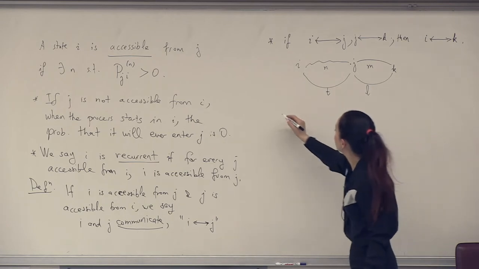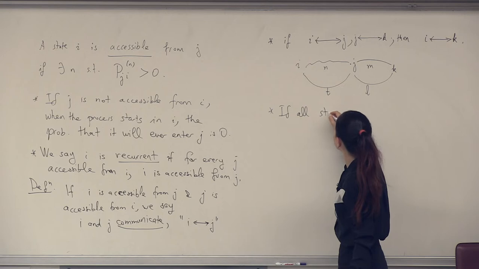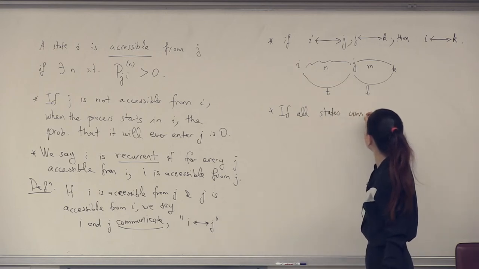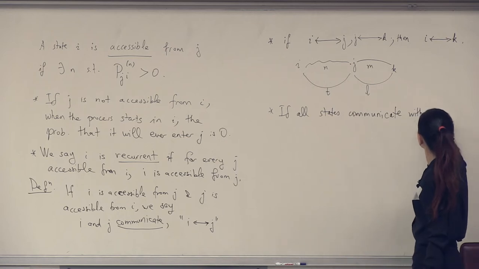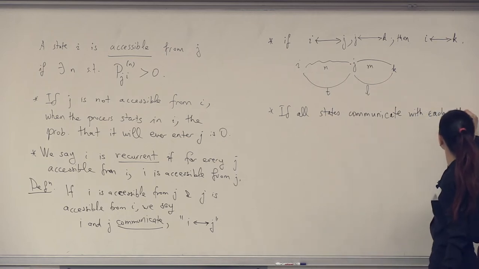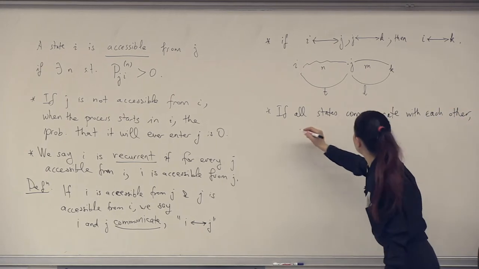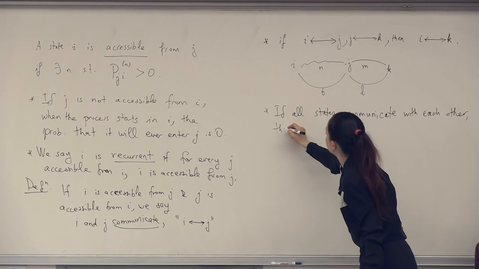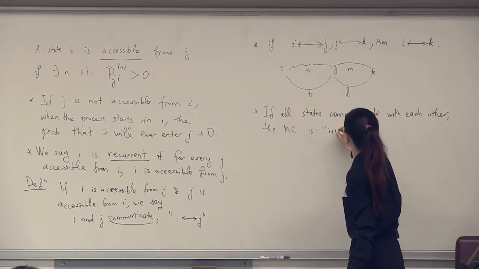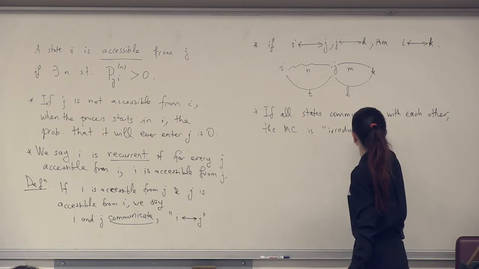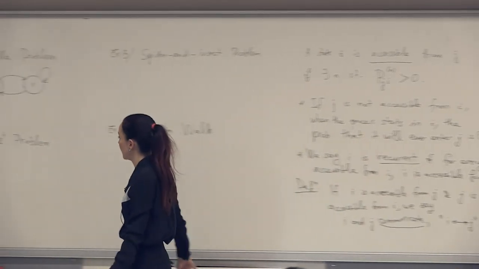Now, if in a Markov chain all states communicate with each other, if every state communicates with every other state, the Markov chain is called irreducible. Now let us look at our Markov chains here.